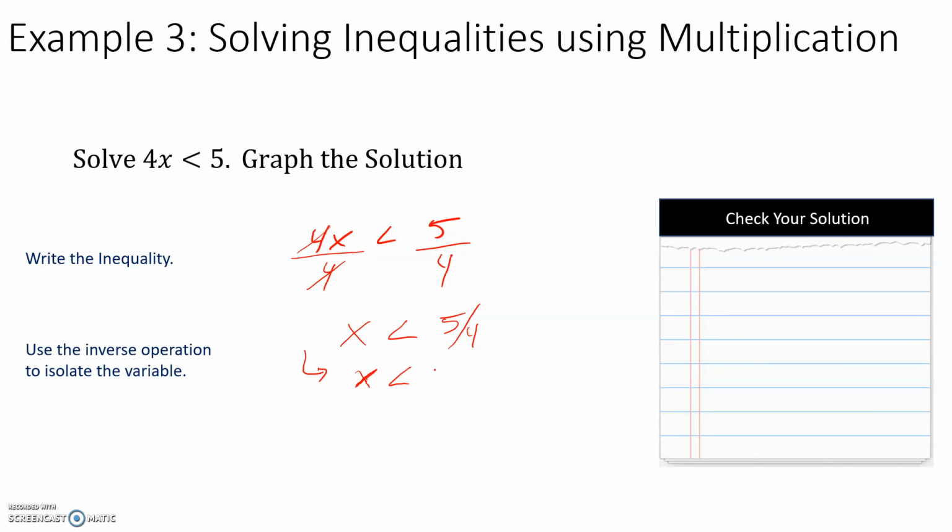x is less than 1 and 1/4. The reason 1 and 1/4: 4/4 would be 1 whole, but I have 1 left over, so that's 1 and 1/4.